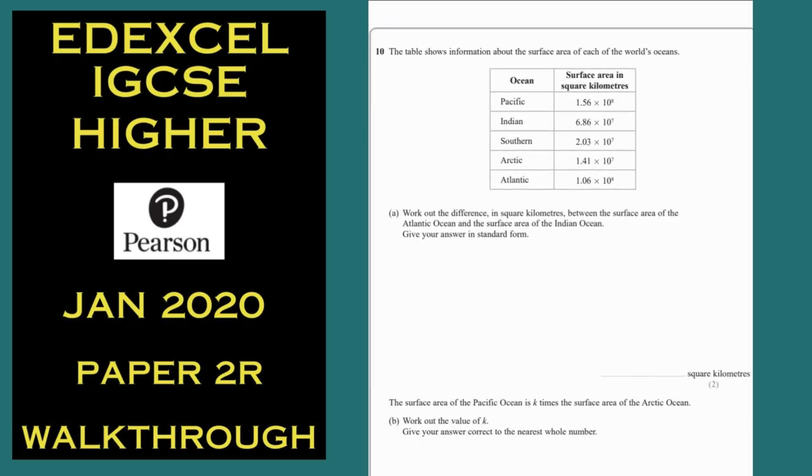Number 10. It says work out the difference. That means subtract. Biggest take away smallest, so we do Atlantic take away Indian. Calculator says 37,400,000. Your job is to put it in standard form, so 3.74. And you could count the loops, or you could remember that million is power of 6, so tens of millions should be power of 7.